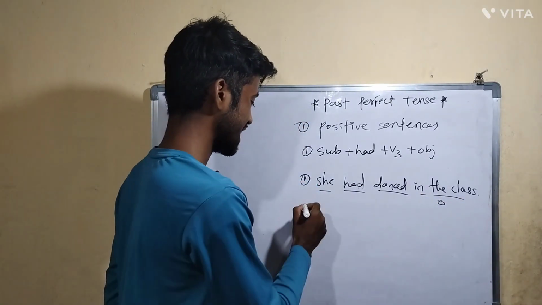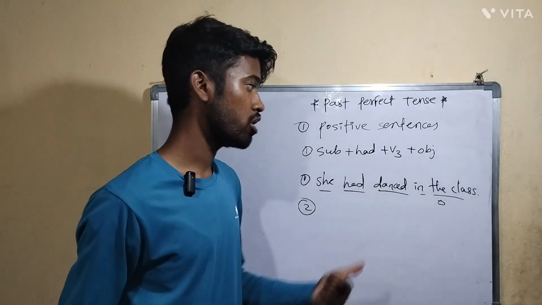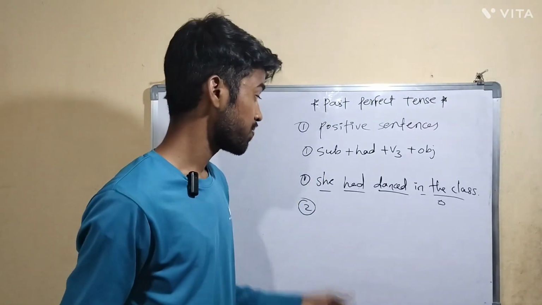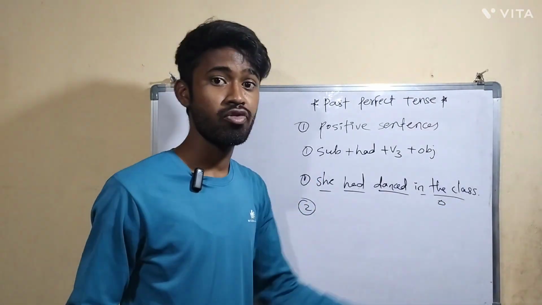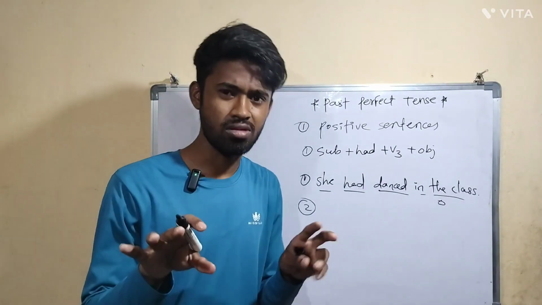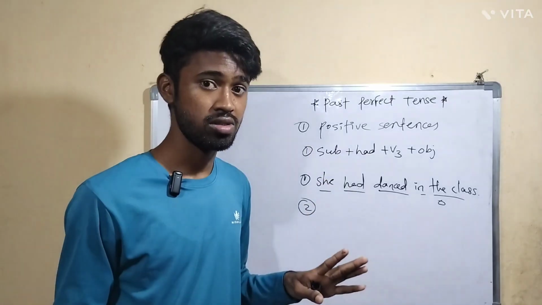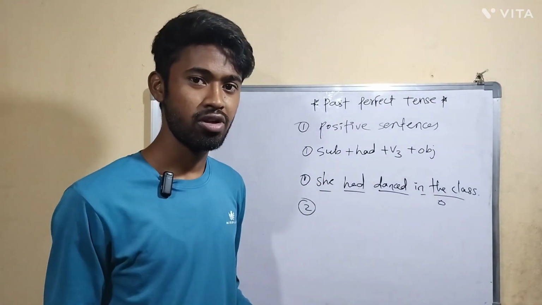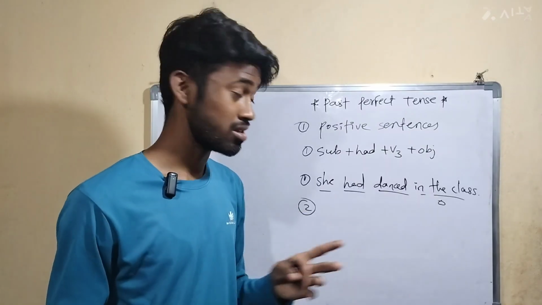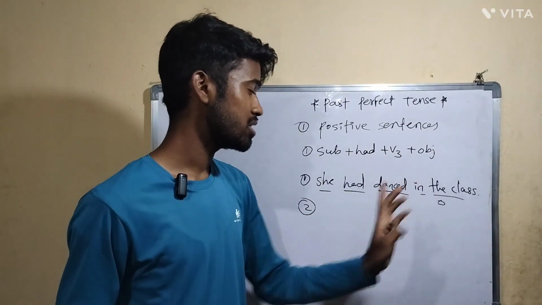Now let's take another example: She had danced in the class before I arrived. Like this we can say. If you say this much, it's not wrong, but you should not use past perfect tense like this. In upcoming videos we are going to discuss that, but I'm telling you now, don't say, sir, you taught us wrong. So the first sentence: she had danced in the class.